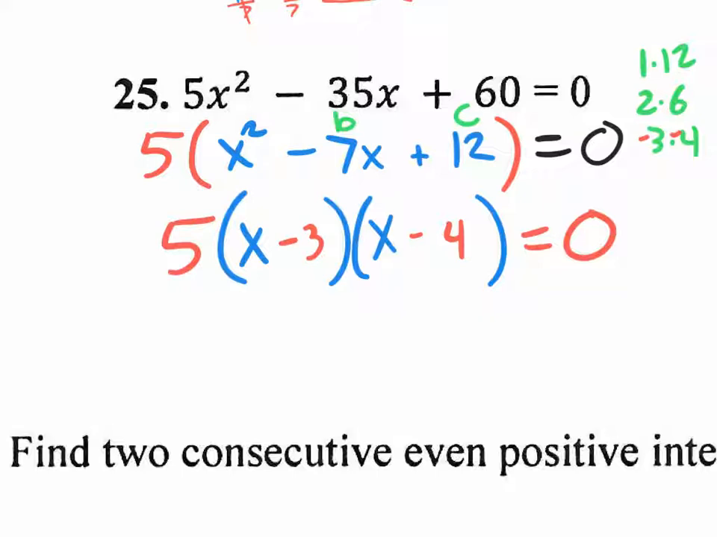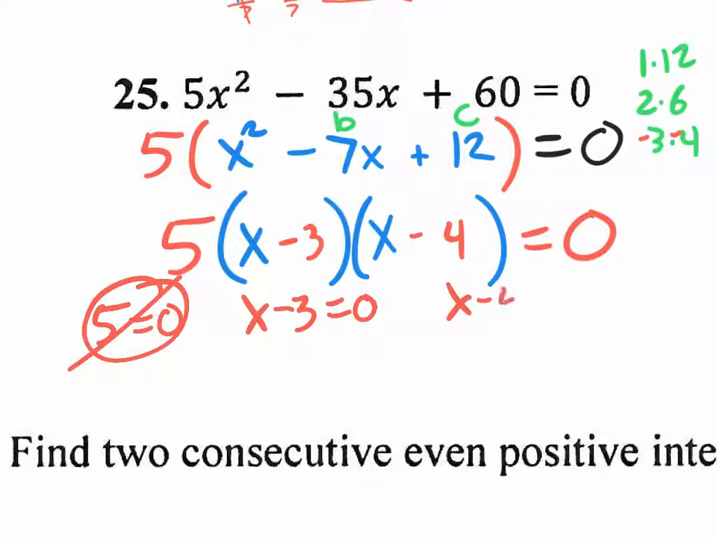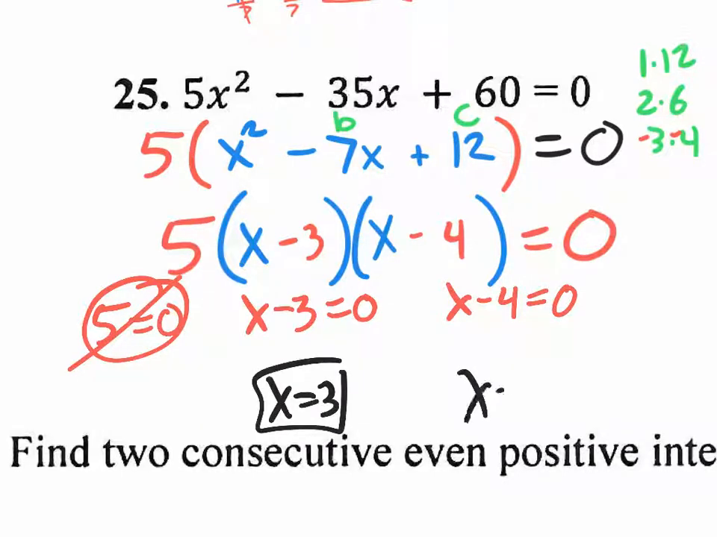Or you could say, you know what, since I have something times something equals 0, I want to do the zero product property to all of them, right? So I want to say 5 equals 0, which doesn't make sense, so you just scratch it out. x minus 3 equals 0, and x minus 4 equals 0. That's a zero product property. And then you solve both. You're going to get x equals 3 and x equals 4.